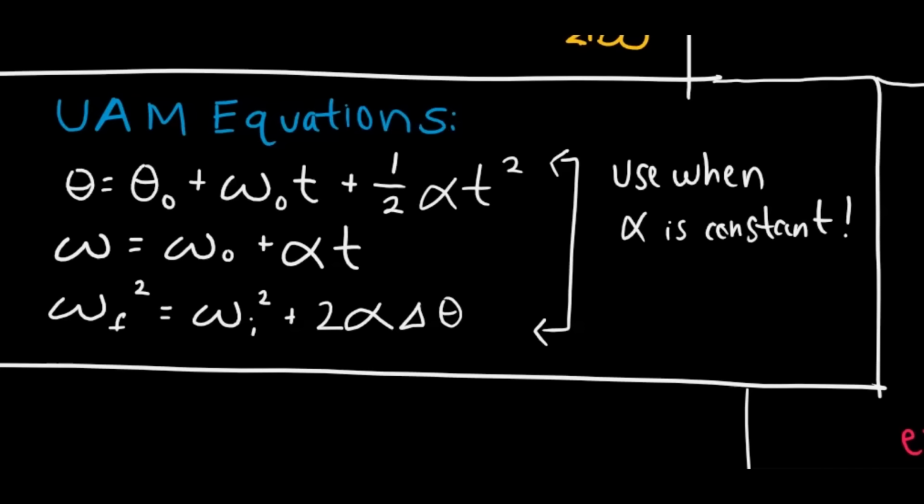And here are the universally accelerated motion equations that you'll be using. So this is pretty much identical to the linear equations they use for kinematics. And so you want to use these when angular acceleration is constant. And you can see all the variables are pretty much just swapped with their linear counterpart.